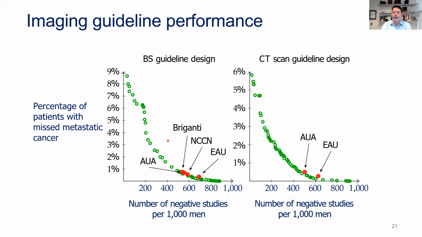These factors are related. You can translate sensitivity and specificity into these, but they're the percentage of patients with a missed metastatic cancer, and then the number of negative studies, and you could change studies to imaging tests. So the number of negative imaging tests are tests that we would prefer not to have done if we were clairvoyant and knew what the outcome would be. So you see this really long trade-off.